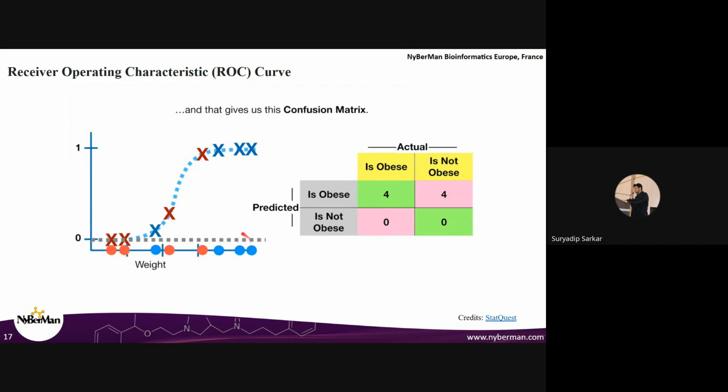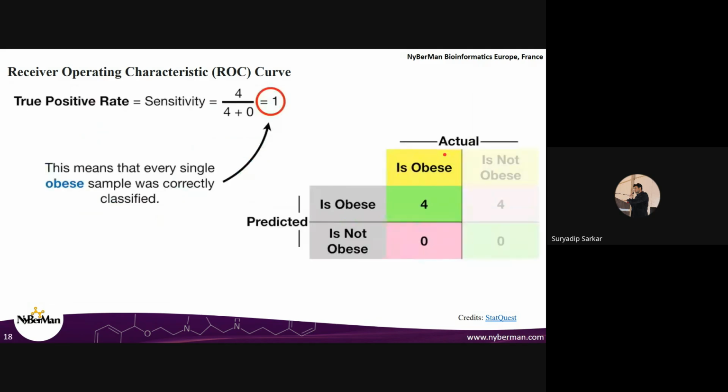If we set a threshold of 0, obviously we will end up predicting all the people as obese, and nobody will be not obese. So we will have 4 correct classifications as obese and 4 incorrect classifications as obese, which are actually not obese. Okay, so now we can calculate the true positive rate.